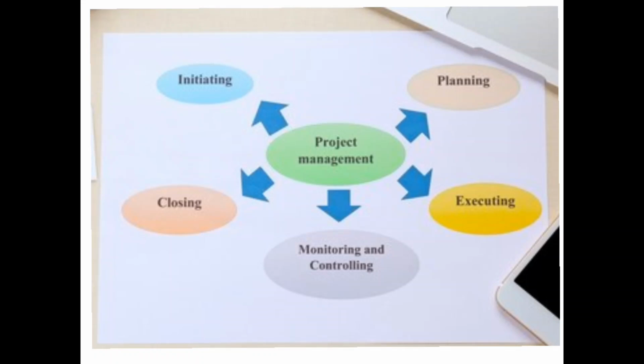Then here we have got the diagram itself. The first one, you can see, is initiation or initiating. Then from there you come to planning. From there you come to execution or executing. Then from there we have monitoring and control. From there we have closing. Then the cycle starts again. Planning, executing, monitoring, closing. Thank you so much.